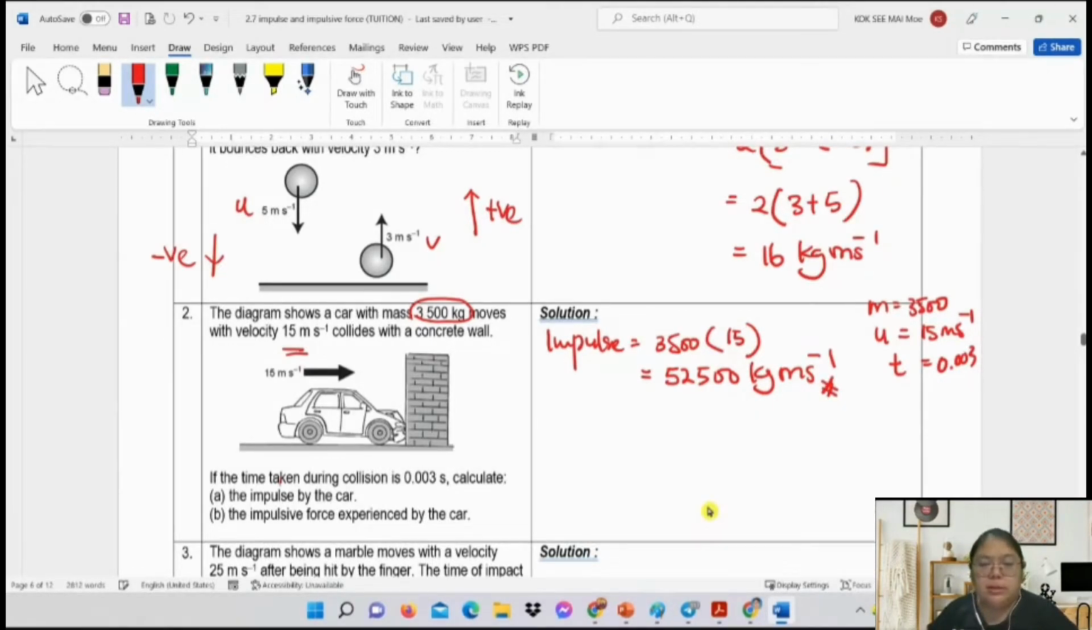The next question, they want to find the impulsive force. For impulsive force, you take the impulse just now and divide by the time taken. The final answer you can put in standard form, or you can also write it in full, up to you. From here, standard form, because this number is quite big and long. So I put standard form 1.75 times 10 to the power of 7. Then the unit of force is Newton.